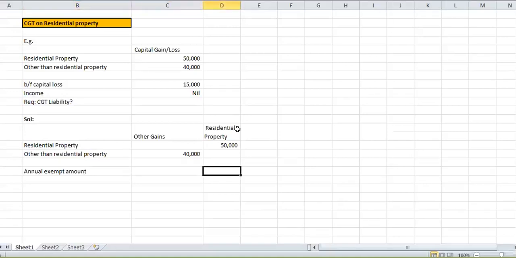Now, what is your opinion? As you all know, the annual exempt amount is a fixed relaxation of £12,500. What do you say, students? Whether I should deduct this annual exempt amount from other gains or from residential property gains? What is your suggestion?